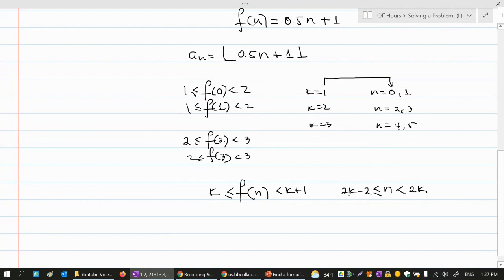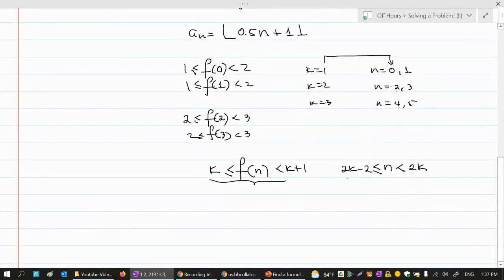So it means that n must be in between 2k minus 2 and 2k. Whenever n is in between 2k minus 2 and 2k, we are going to have this. But now notice that we can represent this with a function. We can define the function.